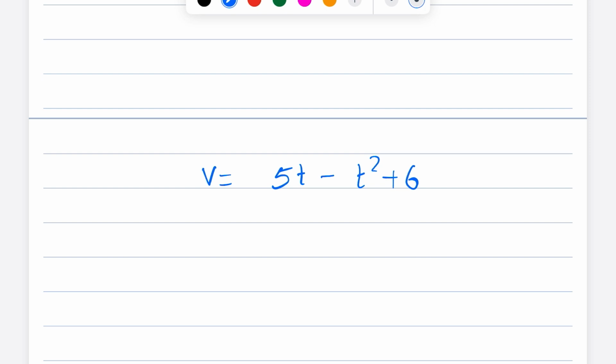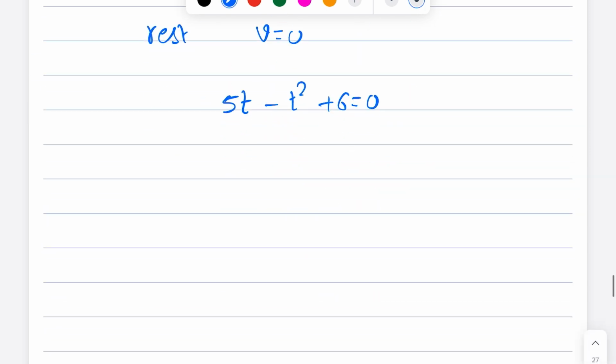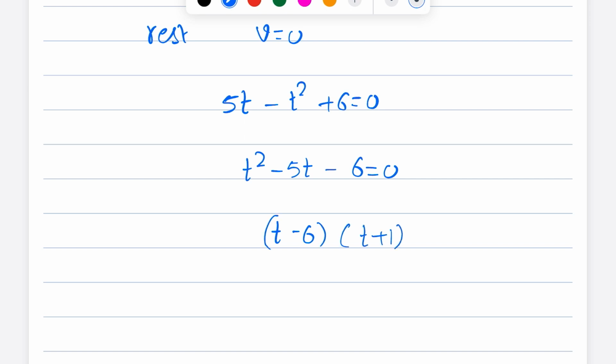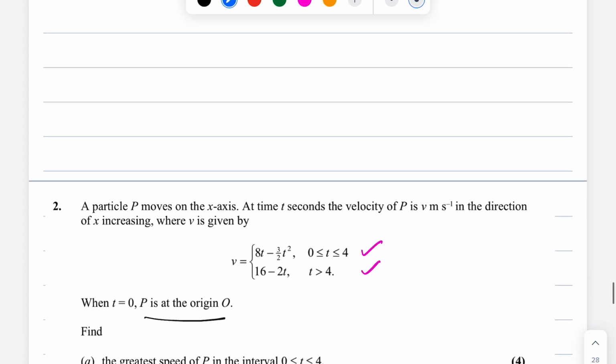Now instantaneously at rest. At rest means velocity equals 0. So 5t minus t square plus 6 equals 0, which gives t square minus 5t minus 6 equals 0. Factorize it out: t minus 6 times t plus 1 equals 0. So t equals 6 or t equals negative 1. As the time cannot be negative, the answer is t equals 6.